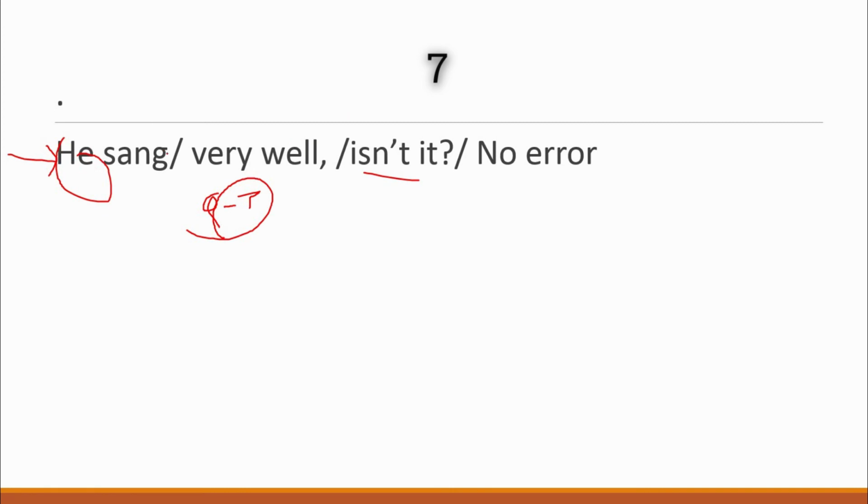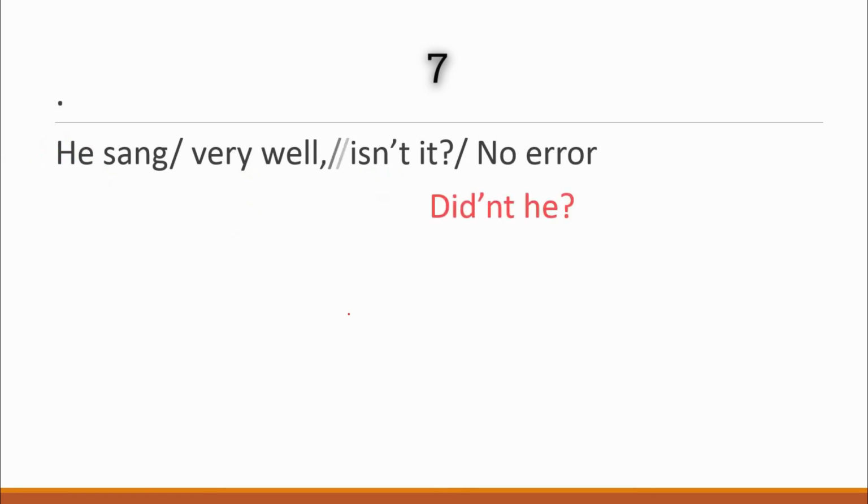For example, here he sang very well has no negative connotation. It is a positive sentence. So here in the question tag, this part is called question tag. Question tag will always be negative. But negative in what sense? Negative related to the subject. Here the subject is he, and thus here the question tag should have didn't he? And thus the correct answer is, he sang very well, didn't he?